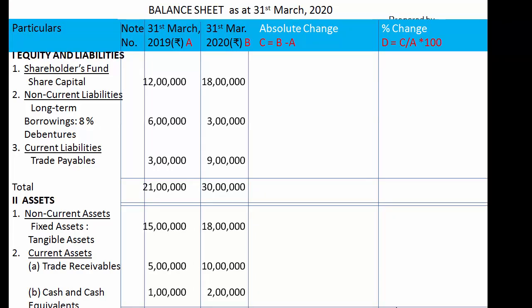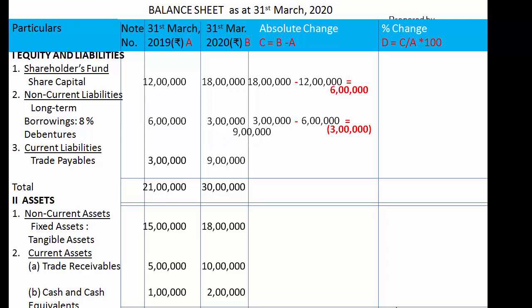Now I am explaining one by one how this is to be solved. First value is share capital. So 18 lakh minus 12 lakh is equal to 6 lakh, meaning current year's data minus last year's data is 6 lakh. Next one, 8% debenture. 3 lakh minus 6 lakh is equal to 3 lakh. Here the value of the current year is less than the value of last year, so this value is shown in negative, and all negative values are shown in brackets.